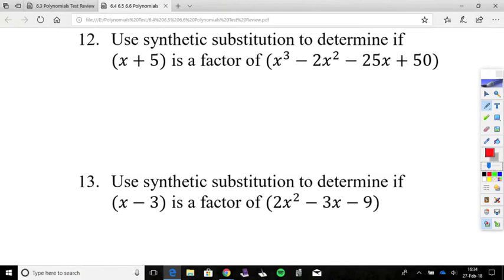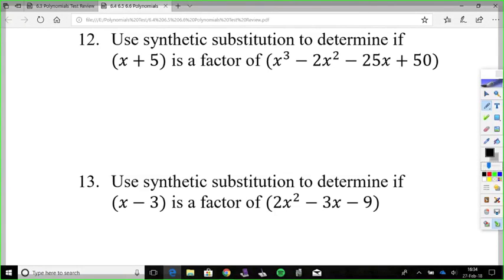So for number 12 and 13, I'll just do one of these. But it's asking, is it a factor? So we're going to use synthetic substitution, which is kind of like synthetic division, where I have the box in the top corner. So we're going to have a box here with my a value. Now my a value comes from this. In this case, it's going to be negative 5.